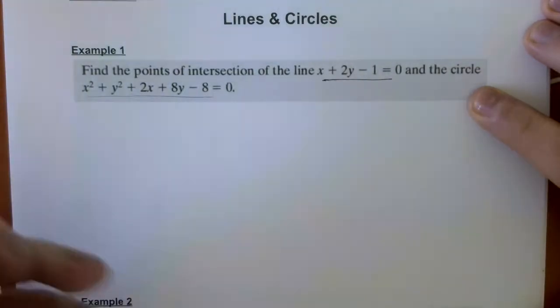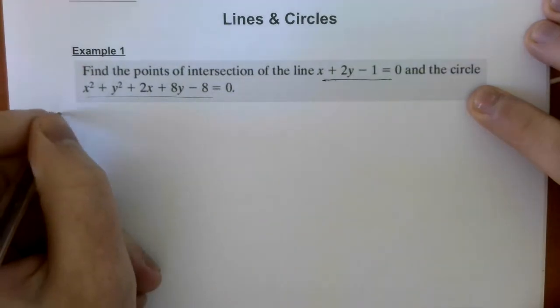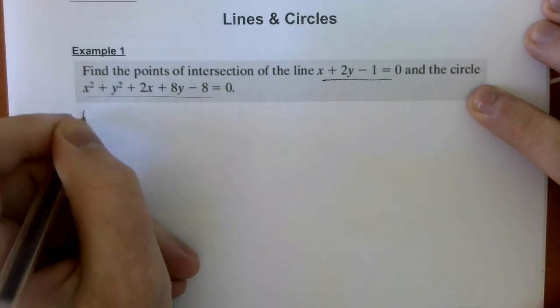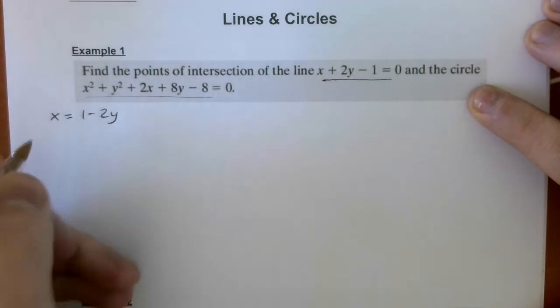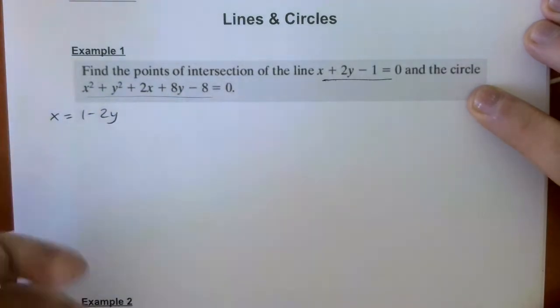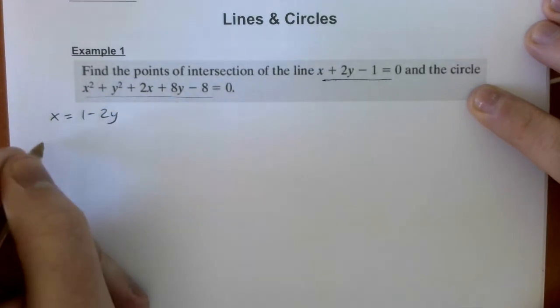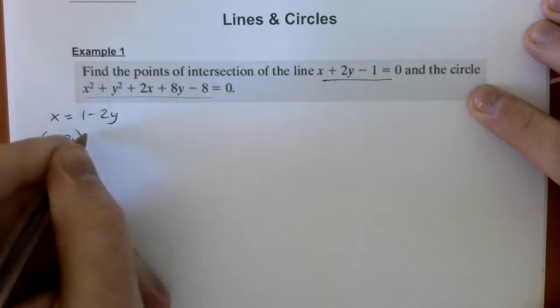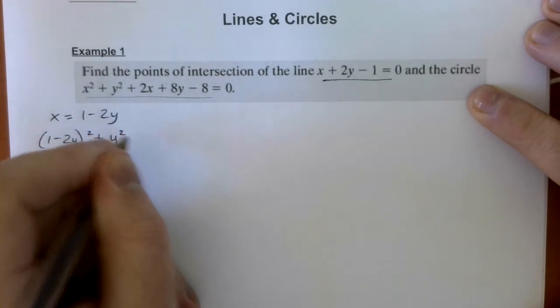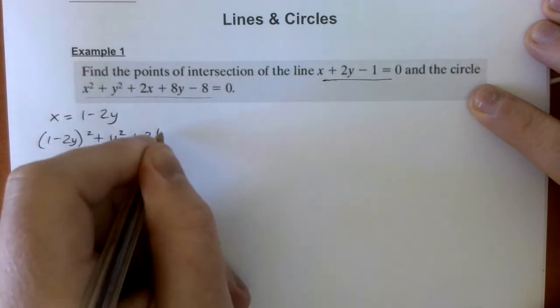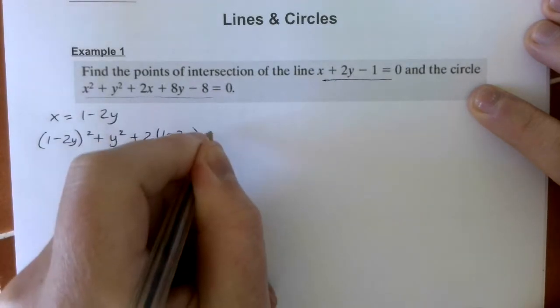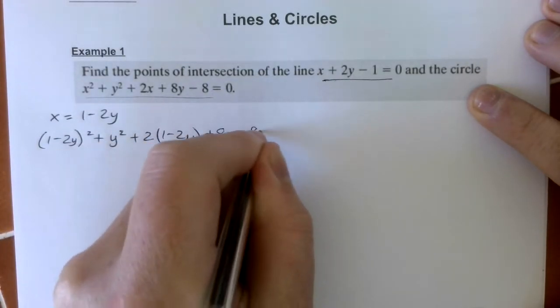So our line, we need to get either x or y on its own. Much easier here to get x on its own. So it's going to be x is equal to 1 minus 2y. And then whenever we see x in the second one, we're going to sub that in. So it's going to be (1 minus 2y) squared plus y squared plus 2 by (1 minus 2y) plus 8y minus 8 is equal to 0.